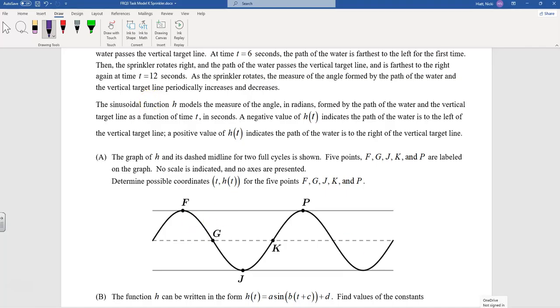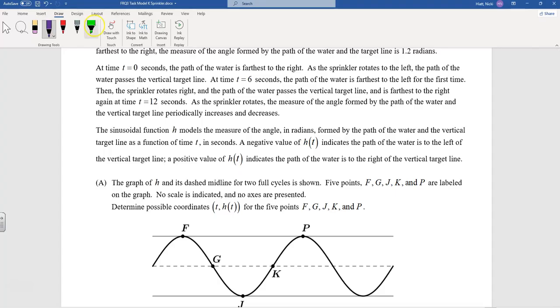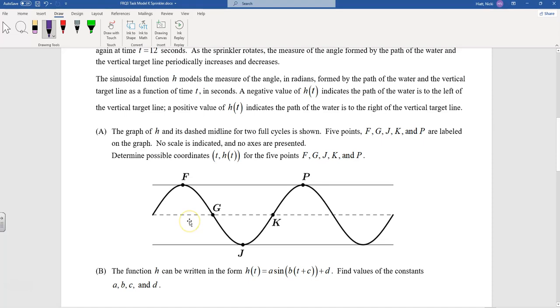The first thing you always need to do on these problems is decide what you're starting at. Are you starting at a maximum, midline, or minimum? To do that, you need to look for where t equals 0. And right here, they say t equals 0. At time t equals 0, the path of the water is furthest to the right. And they told us that right is positive, right? So are we starting at a maximum, midline, or minimum? Maximum. And that's actually, I think, the easiest one to start at because that means our y-axis is right here and t equals 0 right here.